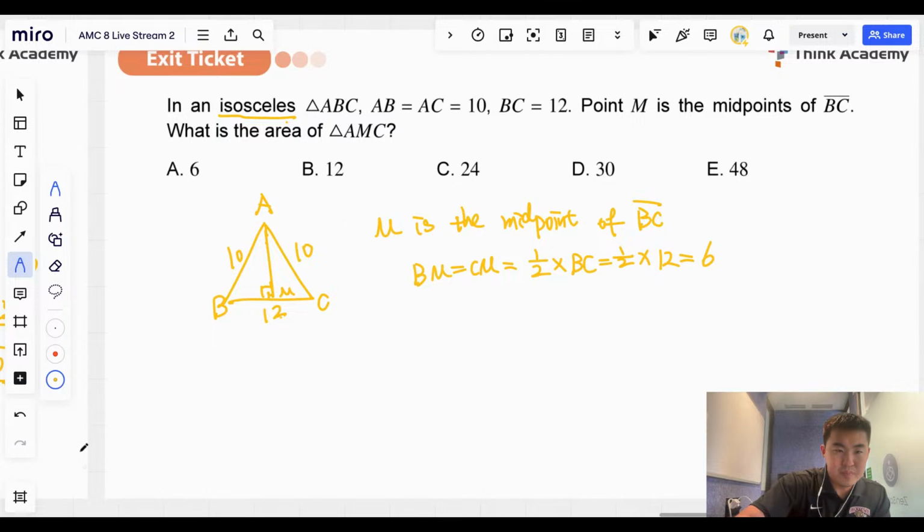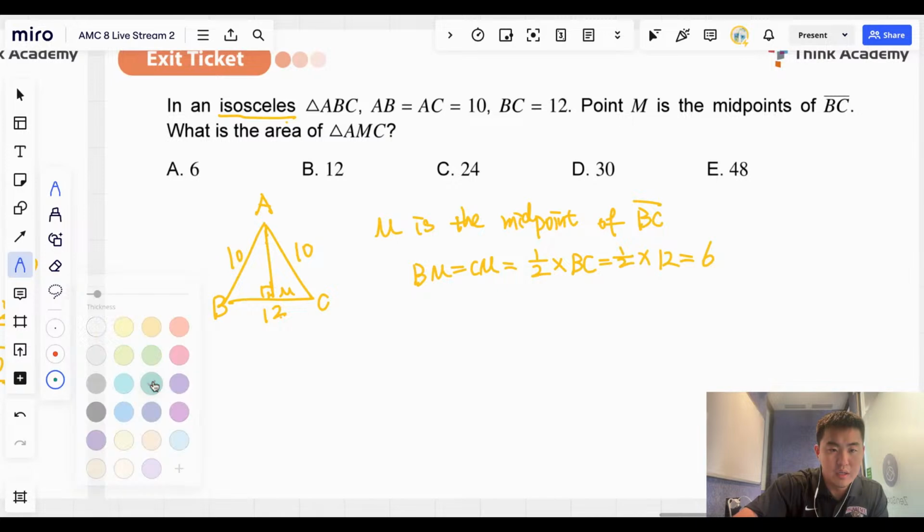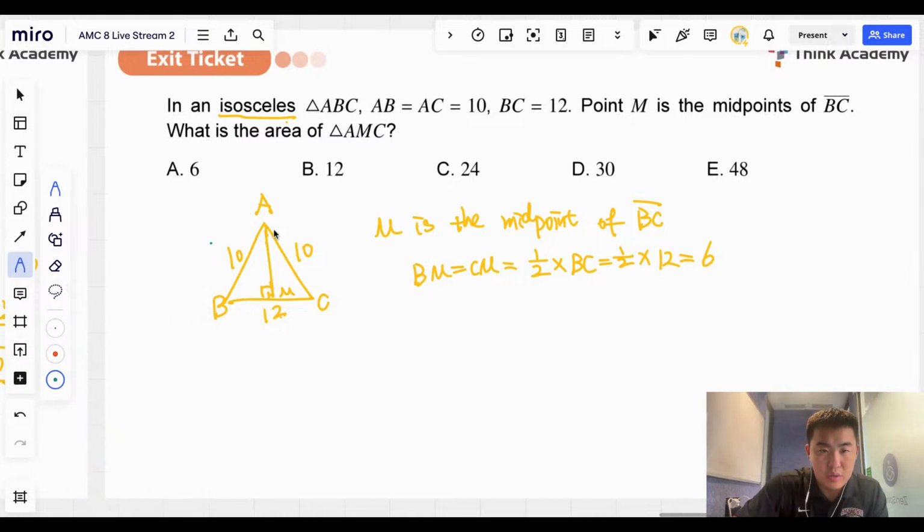Now, let's take a look at the triangle AMC, okay? Since it's asking for AMC. AMC, so AM is connected here, AC, let me draw it better. So AC, then finally MC. So the green triangle now is the one we're looking for its area.